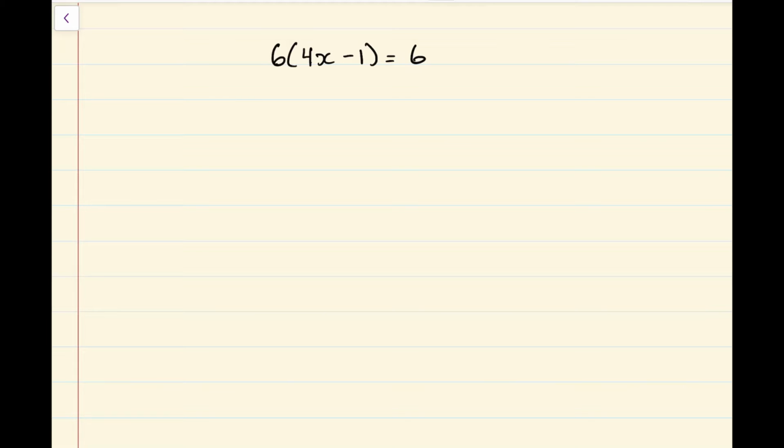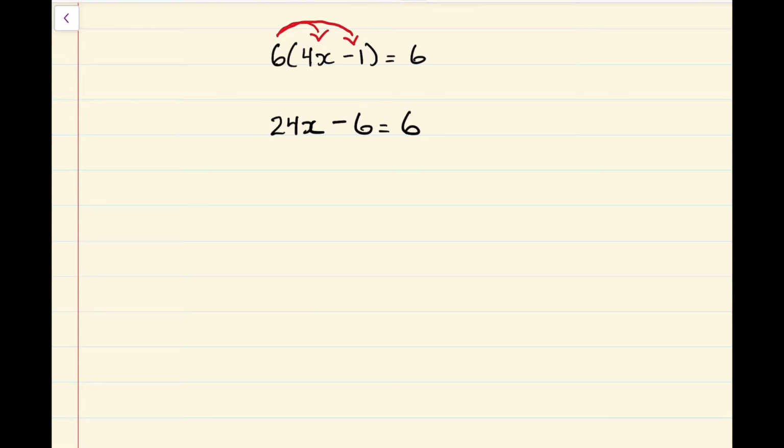Okay, so let's get started. We have the 6 here, and the first thing we're going to do is multiply the 6 by 4x. And we know that 6 times 4x is just going to give us 24x. And so the next thing we would have to do is multiply this 6 again by the negative 1. Okay? And we know that 6 times negative 1 is just going to give us negative 6. And then we bring down the equal sign and we bring down the 6. And that's basically how we would remove the bracket.